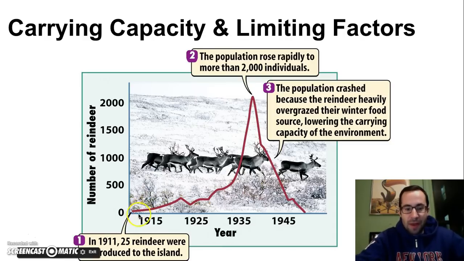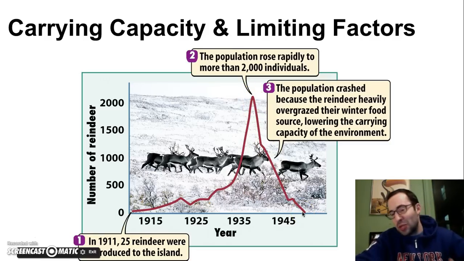So look, in the next 15, 20 years, the population of these reindeer starts to increase, and then boom, the population rapidly increases from about 25 to 2,000 in 20 years. That is a problem because all of a sudden, now there's no food. Now maybe there's a temperature swing. Now the range where they eat is depleted. Grass can't grow fast enough. As a result, you have all these reindeer starving.